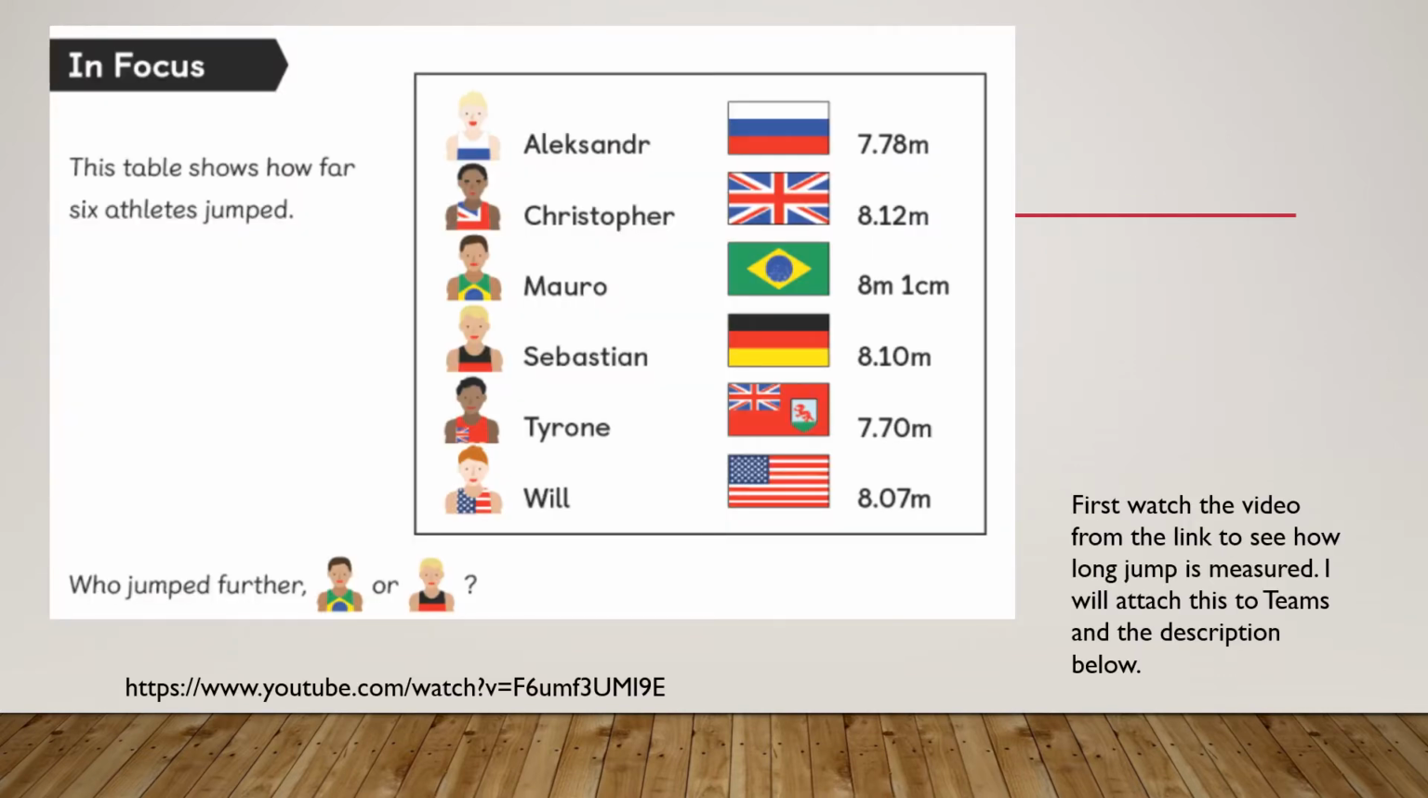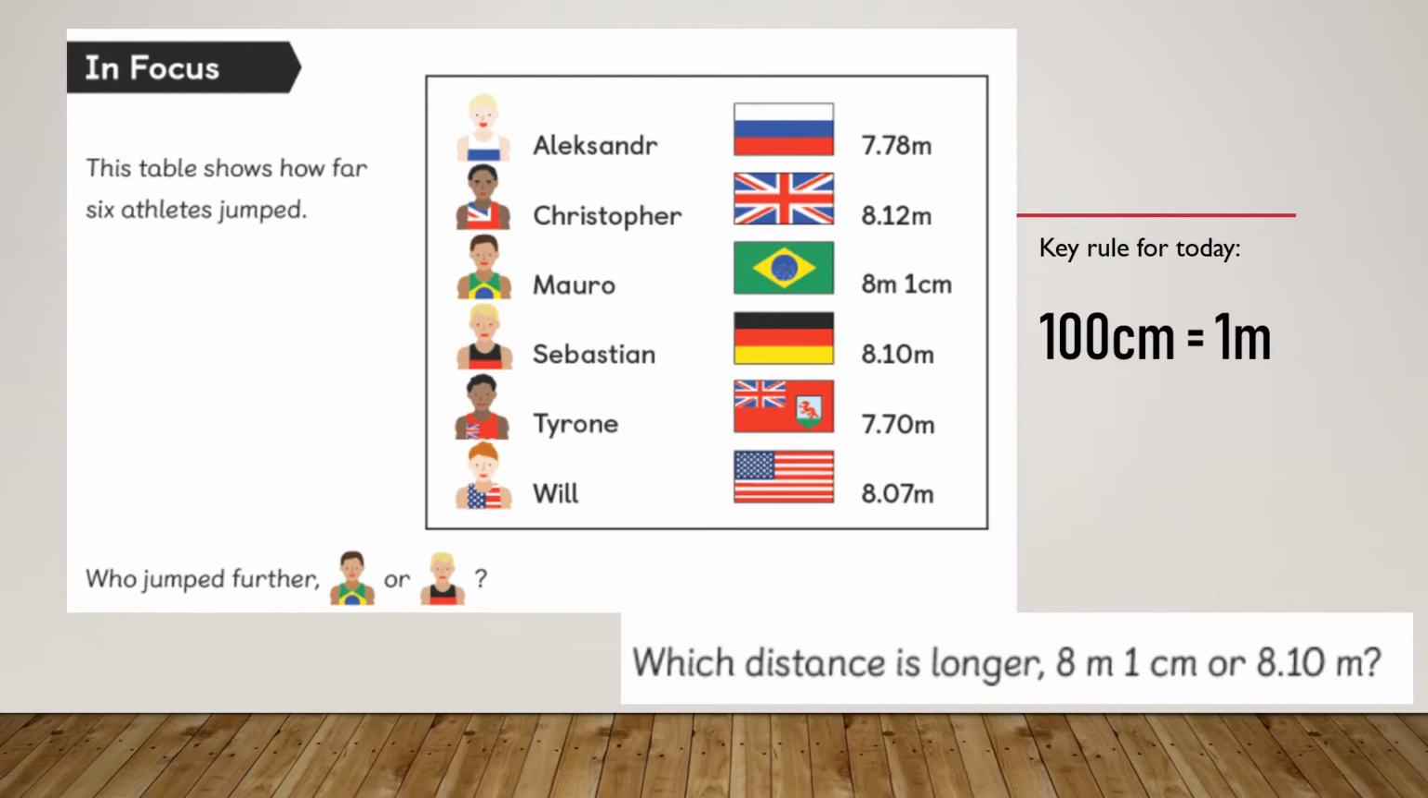So the in focus task for this lesson says, this table shows how far 6 athletes jumped, and it asks you who jumped further. So have a look, see what you think. But first of all, I'm going to put this video in the description and on Teams. Have a quick look at the link below and see what the long jump is and notice how they measure it.